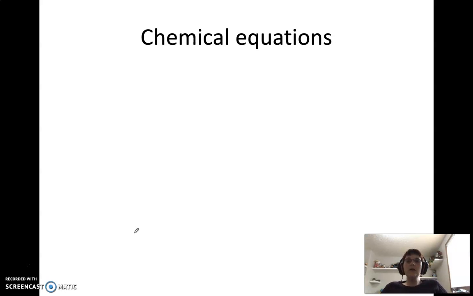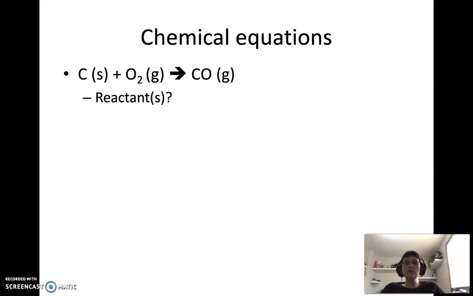All right, so that moves us into talking about chemical equations. This is a bulk of the chapter, so chemical equations, chemical reactions. Here we're looking at the creation of carbon monoxide. So carbon plus oxygen gets us carbon monoxide. We're looking at a couple of different things here. First we're going to look for the reactants. Who are the reactants in this equation? Well, the reactants are the guys that the arrow is pointing away from, because the reactants are the things that are going to make whatever the reaction is working on.